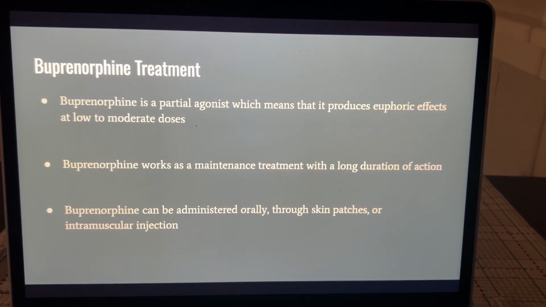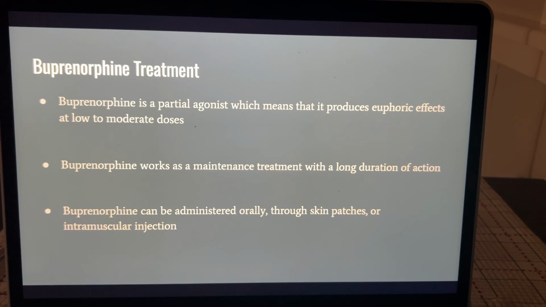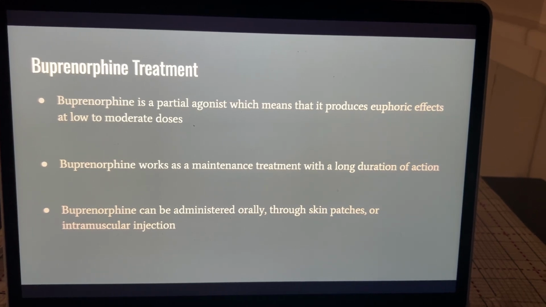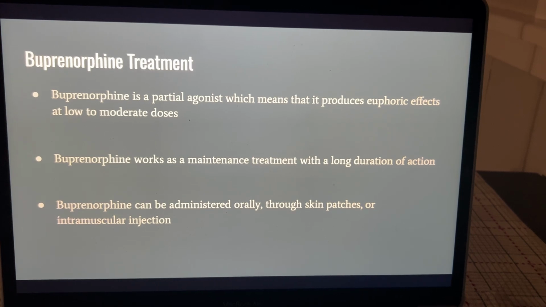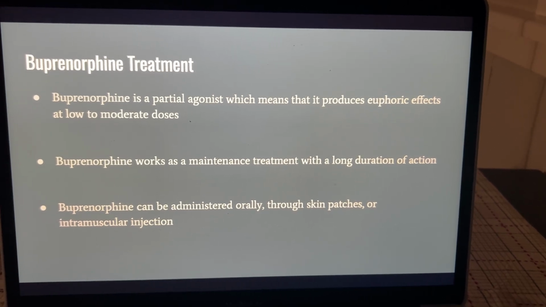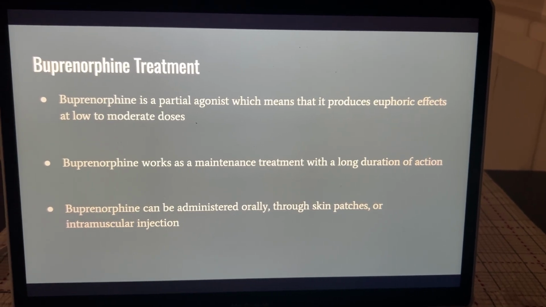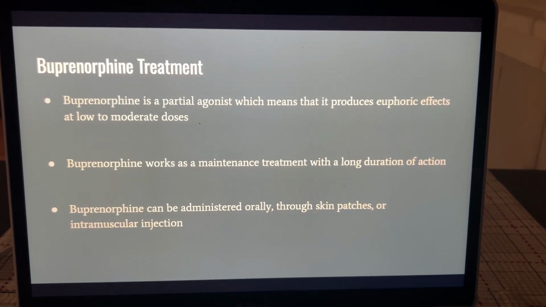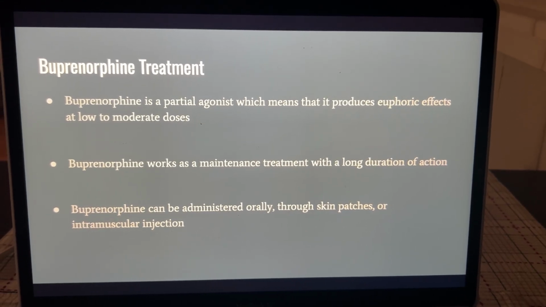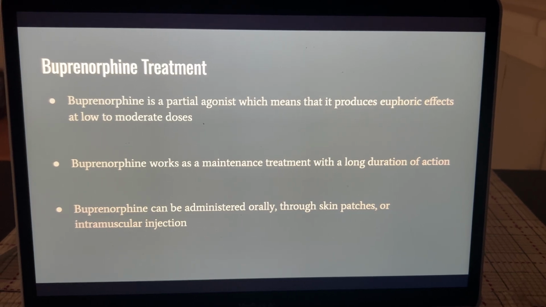Moving on, the next treatment method that I want to look into is buprenorphine. So buprenorphine is a synthetic opioid developed in the late 1960s as well, and it's used to treat pain or opioid use disorder. Buprenorphine is used as an agonist substitution treatment, which means that the drug substitutes a more potent agonist opioid with a less potent opioid.